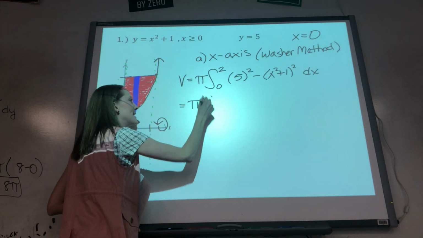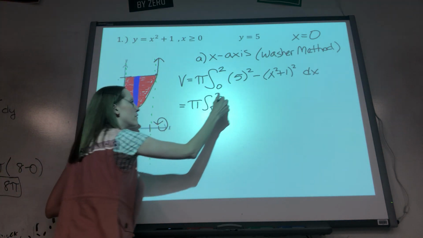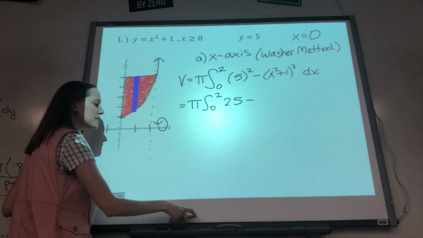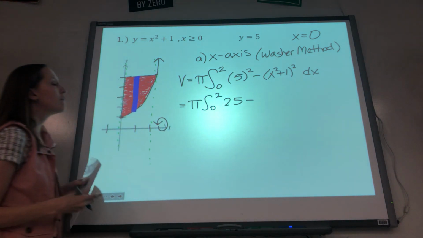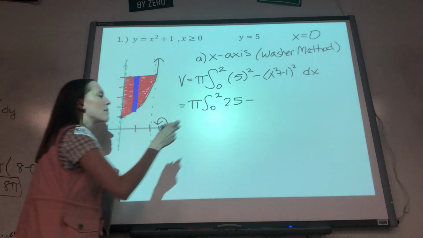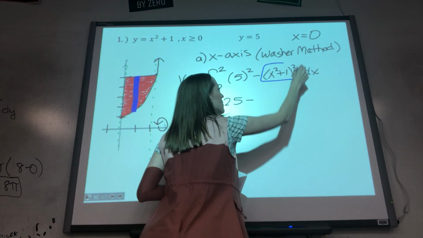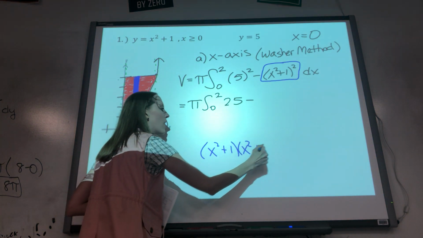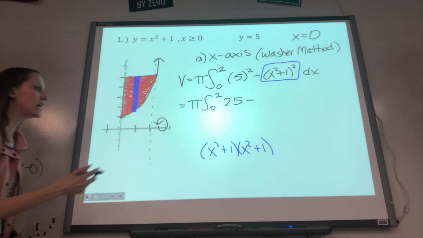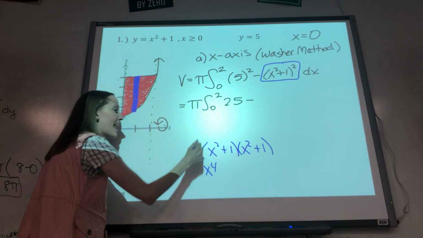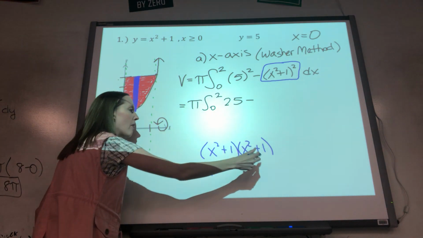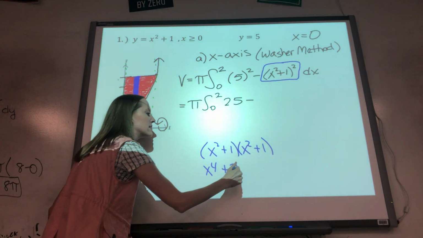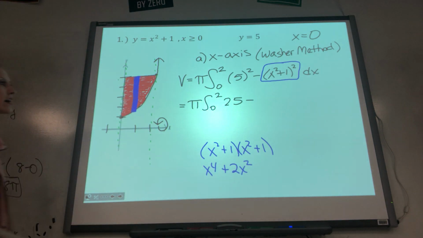So I need to simplify a little bit first. I know 5 squared is 25. Now, let me figure out this part real quick down here. I'll have to write that out a couple times and FOIL. So, x to the 4th plus x squared plus another x squared. That would be plus 2x squared plus 1.